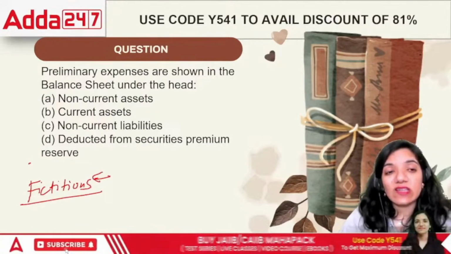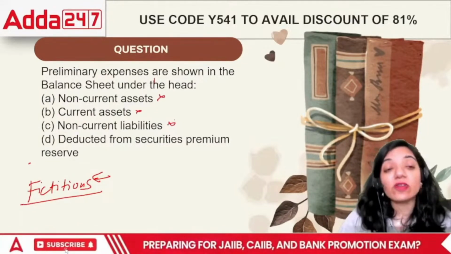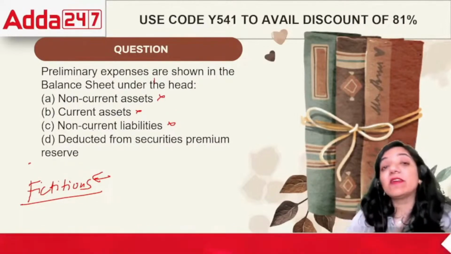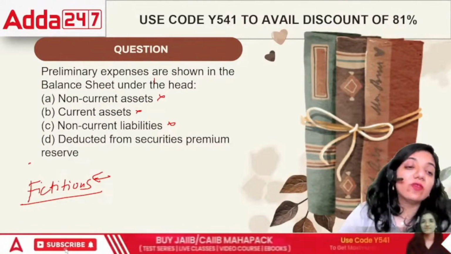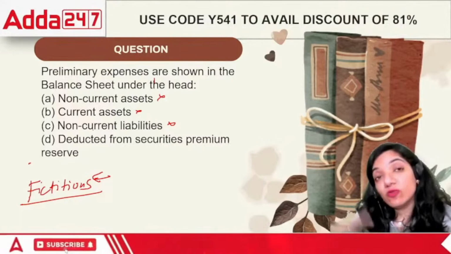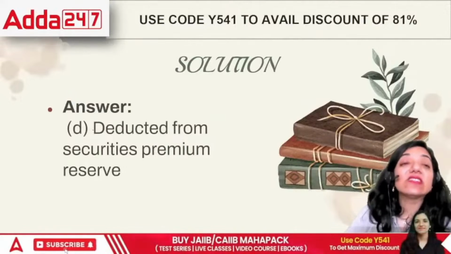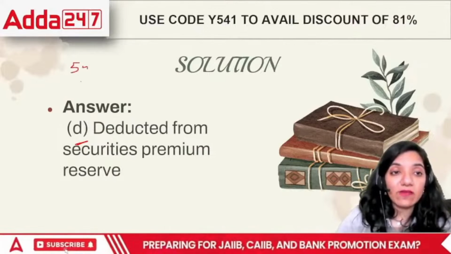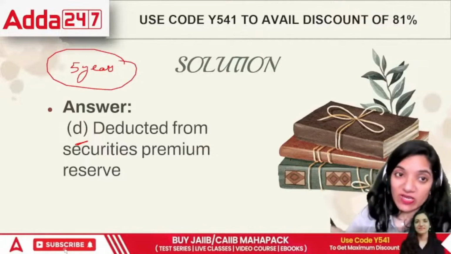If we have a fictitious asset, it is not shown in the non-current or current assets at all, and it is not a part of non-current liabilities. This is something which has to be eliminated from the books of accounts. So if it has to be eliminated, then what will we do? It is deducted from the securities premium reserve, because we use securities premium reserve to write off the preliminary expenses. Normally preliminary expenses are not written off in the year itself. They are written off over a period of 5 years, and that is something the Income Tax Act 1961 has prescribed under section 35D.